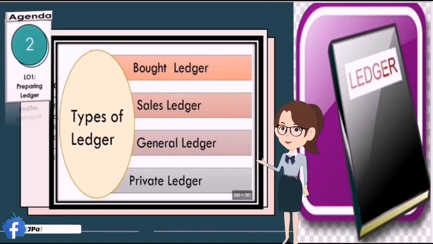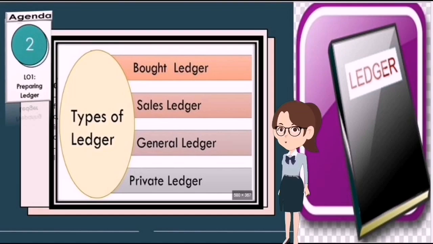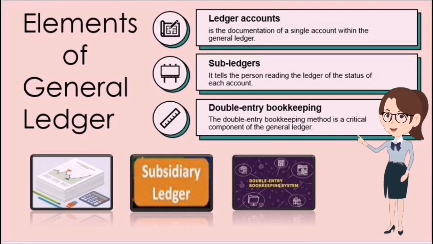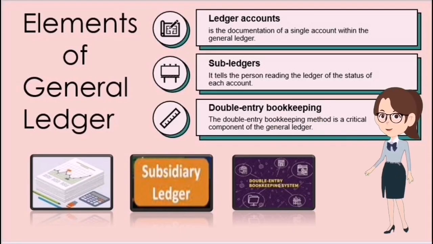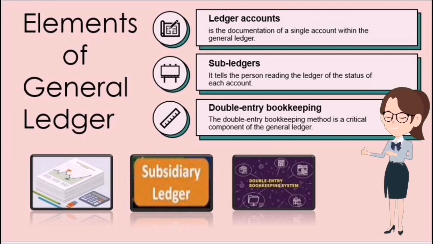There are 4 types of ledger, namely, bought ledger, sales ledger, general ledger and private ledger, but we will focus on general ledger. Elements of general ledger. Ledger accounts is the documentation of a single account within the general ledger. Sub-ledgers tell the person reading the ledger the status of each account. Double entry bookkeeping. The double entry bookkeeping method is a critical component of the general ledger.